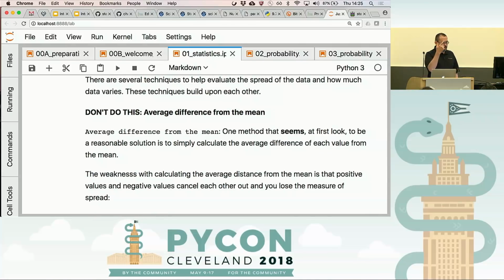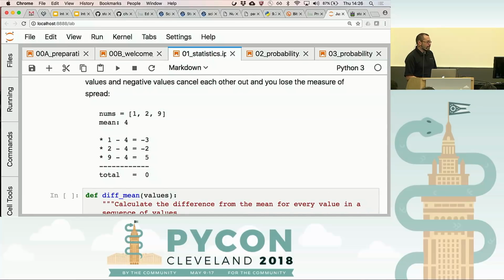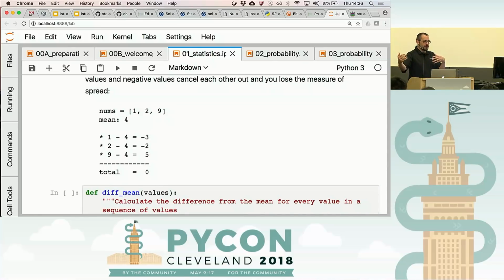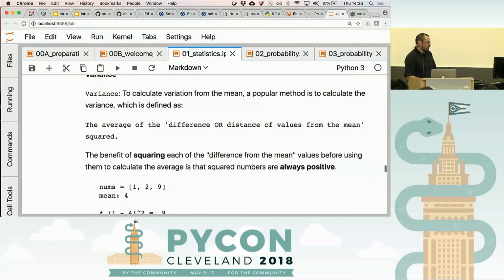One thing that you may be tempted to say is, well, if I want to figure out how much things vary, I could take the average and subtract that from each of my values, and I can get this average difference from the mean. And that may look like it'll work, but what ends up happening is all of the things that are above your mean and all the things that are below your mean cancel out. I'll let you guys read the details. We're just going to skip right by that. Let's talk more about variances.